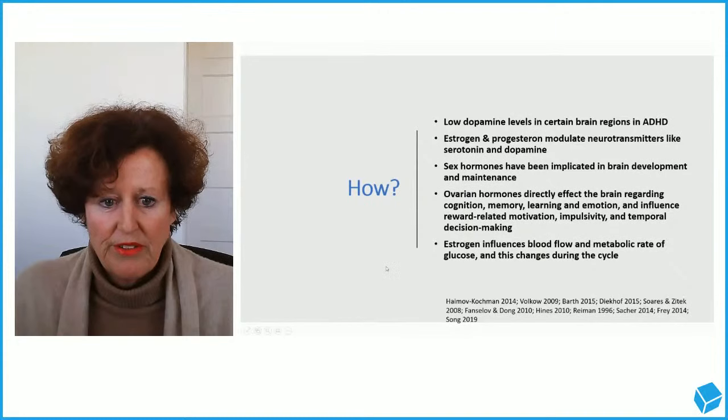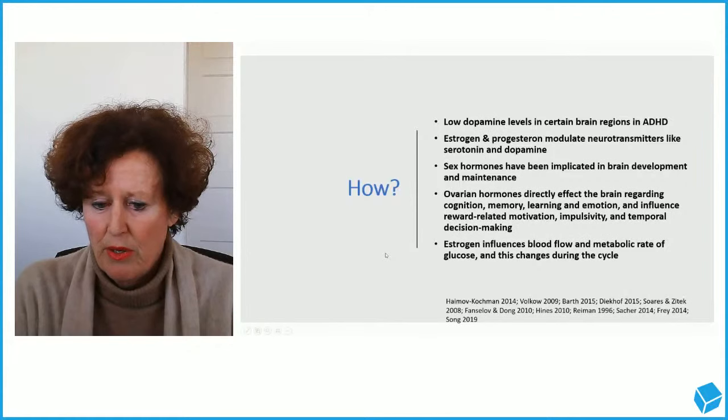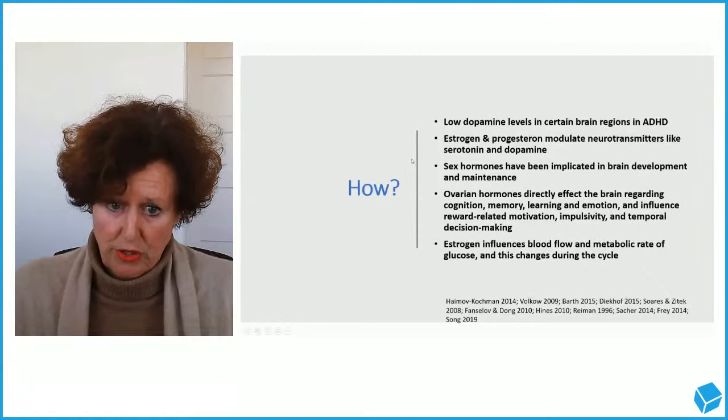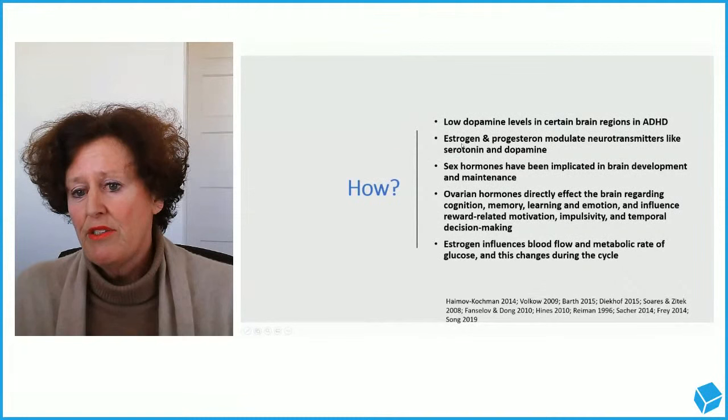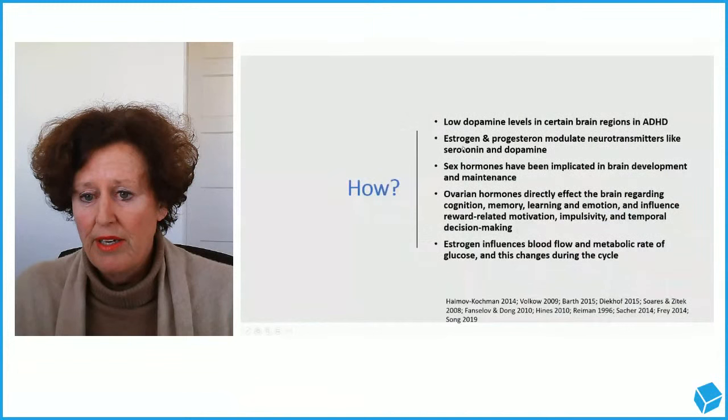So I started to read the literature to find out what is the hypothesis behind this, how should we go on studying it. And I learned a lot from it because we know ADHD is associated with low dopamine levels in certain brain areas. But what I didn't know was that estrogen and progesterone, the both hormones during the cycle, they modulate neurotransmitters like serotonin and dopamine, so they interact.